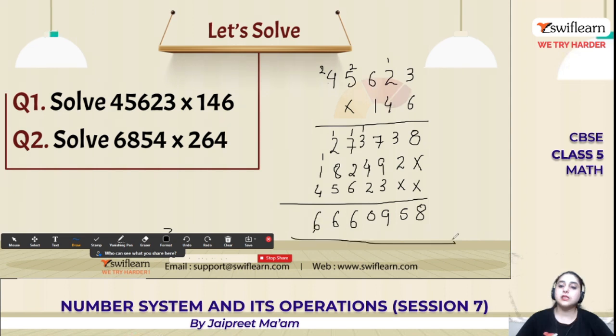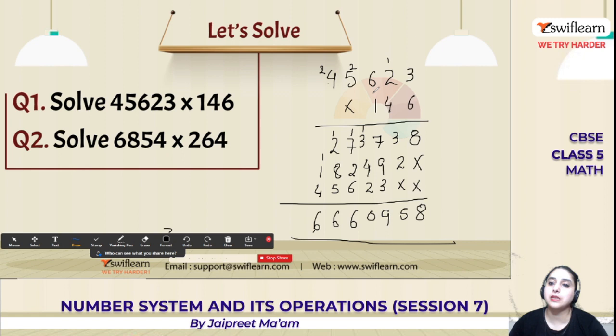So our answer is 6,660,958. Here 6 times 2 is 12 plus 1 make 13 and 6 times 6 is 36. So 3 will be carried forward. Rest is correct. Okay, let's do the next question.